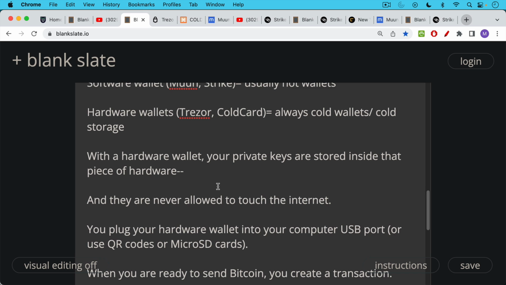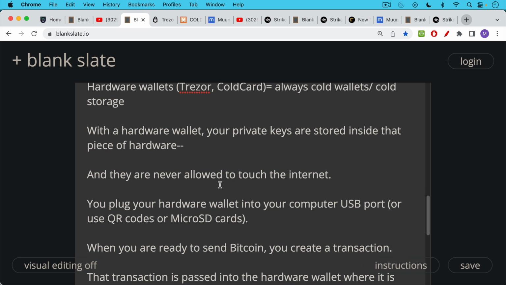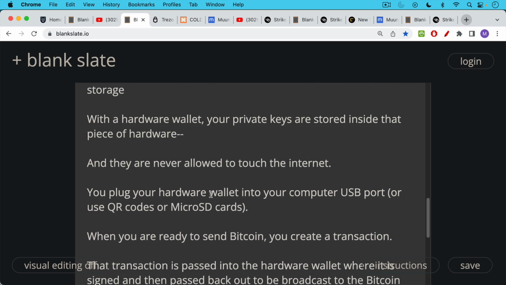You basically plug it in to the USB port of your laptop or desktop, or some of them allow you to use QR codes, or in the case of the Coldcard wallet, you can use micro SD cards that you pass back and forth between the Coldcard and your computer, and in that way you can do partially signed Bitcoin transactions, etc., without actually plugging into your computer. But this is how hardware wallets work.